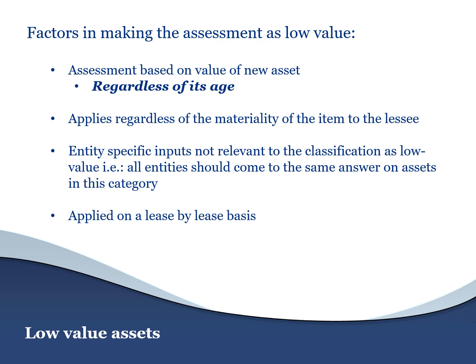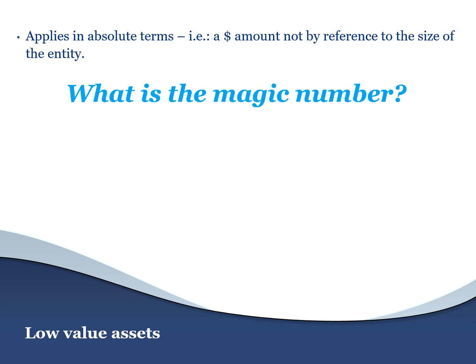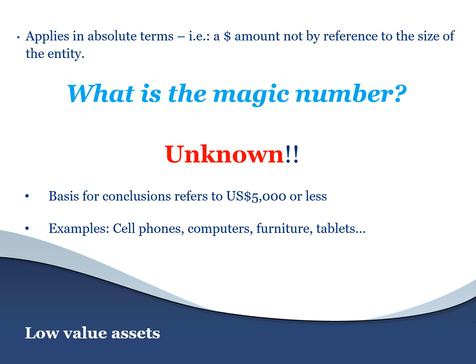And of course, this is applied on a lease-by-lease basis. Now, as you can see, everything's building up here to saying, well, if we're applying this regardless of age, regardless of value to the company, it's all kind of one number. Do they give us a magic number? Well, as you can appreciate, no, they didn't give us a magic number. But believe it or not, the ISB did refer to a number in its basis for conclusions. And that number was, they're saying that they would believe these are assets worth $5,000 or less.